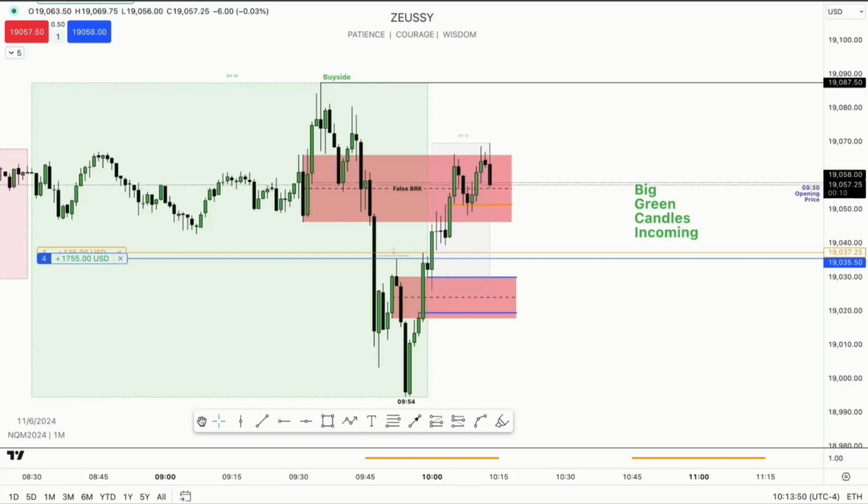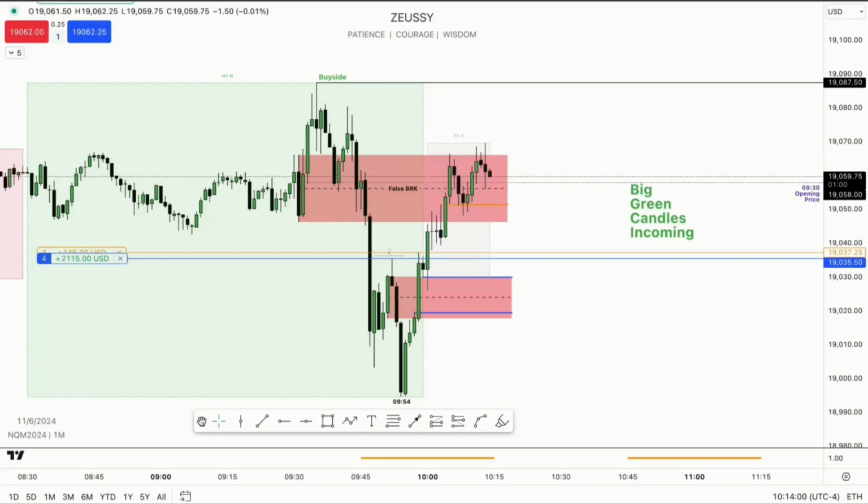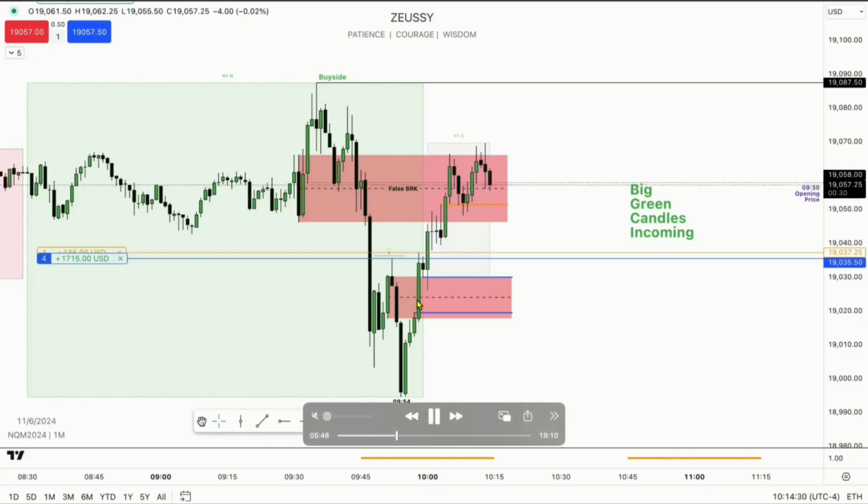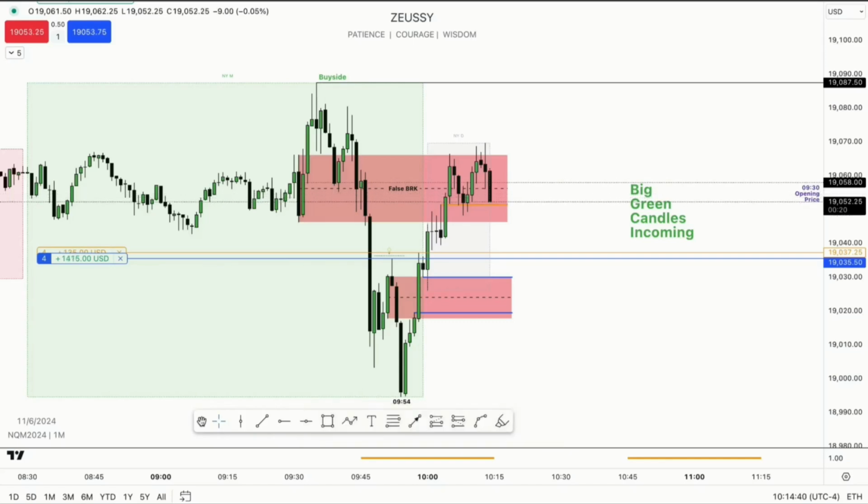We saw that the low formed at 9:54, which is of course towards the end of that 90-minute cycle. And therefore we can anticipate the next 90-minute cycle to also follow its respective so-called profile, its distribution profile. And that's why I went long in here, because I'm anticipating that we're going to see buy side delivery next.